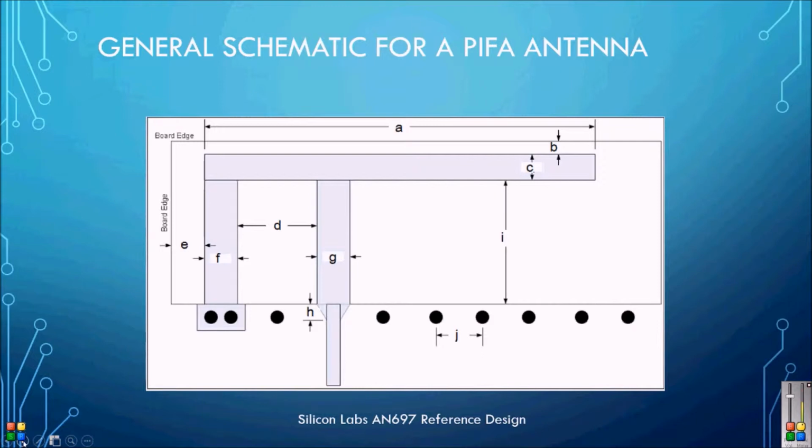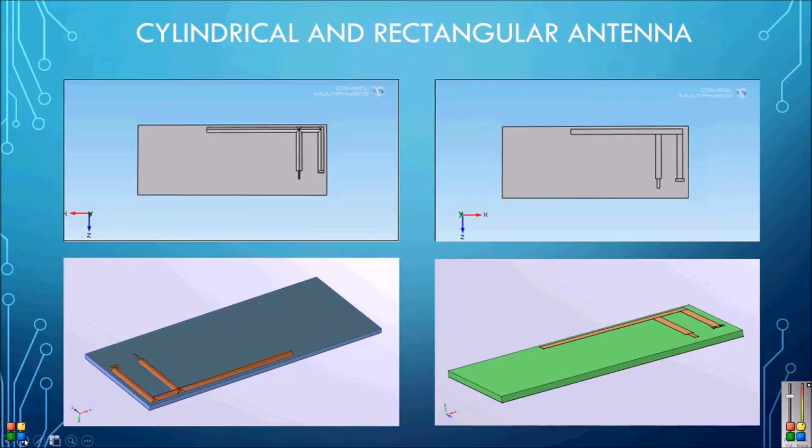2.4 GHz frequency band. The signal applied to the antenna is input at this point, shown here, and the antenna connects to the ground by two vias or shorting pins, shown here. The two antennas were modeled using the RF module in COMSOL.